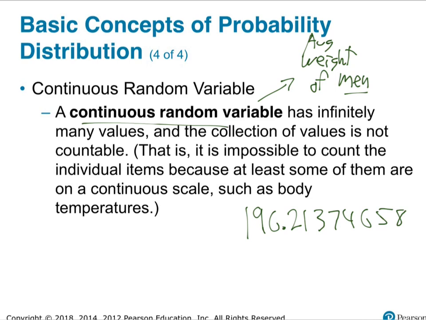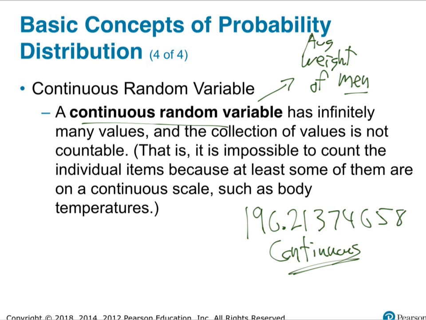Yeah, they're not. That's true. But if we just say average weight, we mean the real average weight, which could go on and on and on as a decimal. It could be any value, in other words. Does that make sense? It doesn't have to be 196 or 197. Now, if we said average weight rounded, this would be continuous. Am I making any sense?